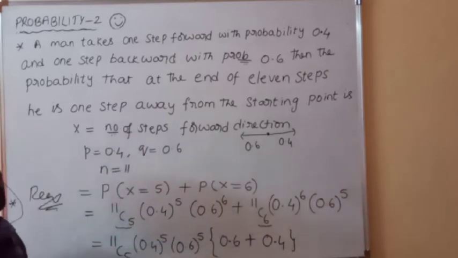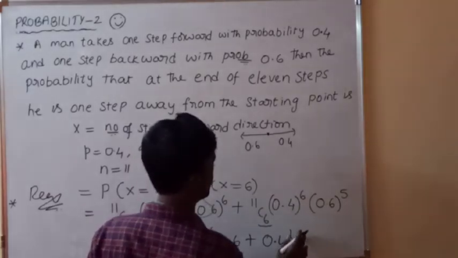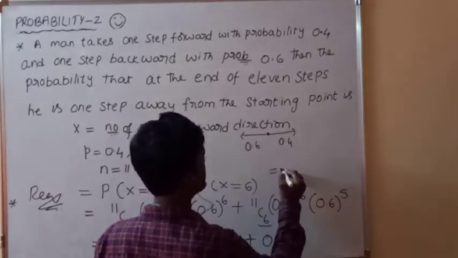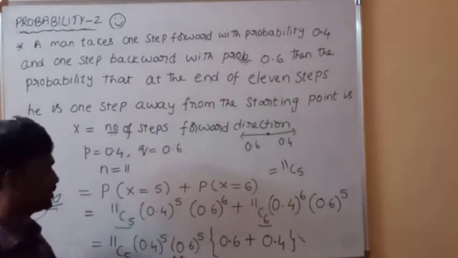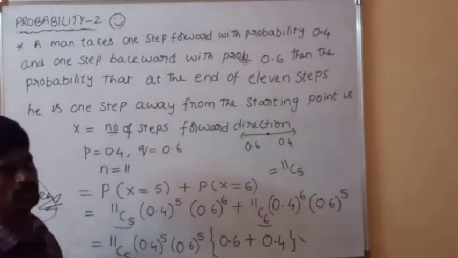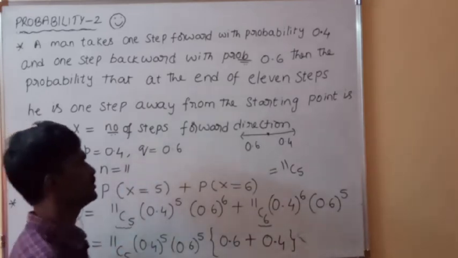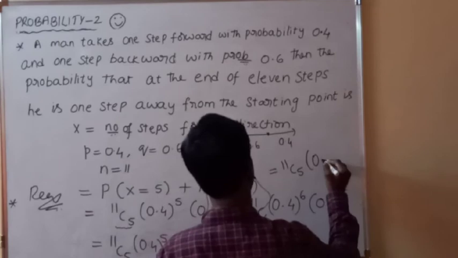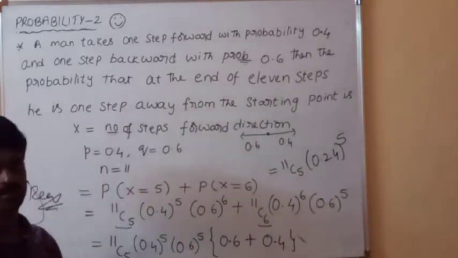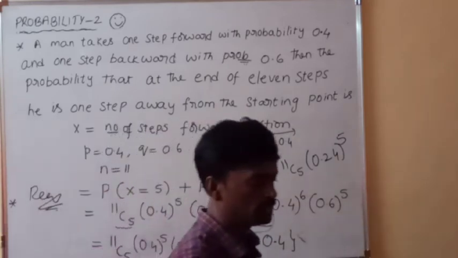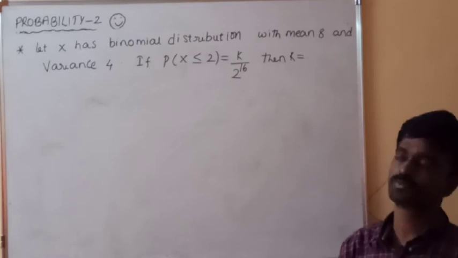So 0.6 plus 0.4 is how much? 1. So thus it is equal to, I am writing here, answer will be 11C5 into 0.4 whole power 5 into 0.6 whole power 5. So powers are same only, we can multiply. 0.4 into 0.6 is how much? 0.24 whole power 5 into 1. Nothing but 11C5 into 0.24 whole power 5. That was the answer. So look at the next problem.